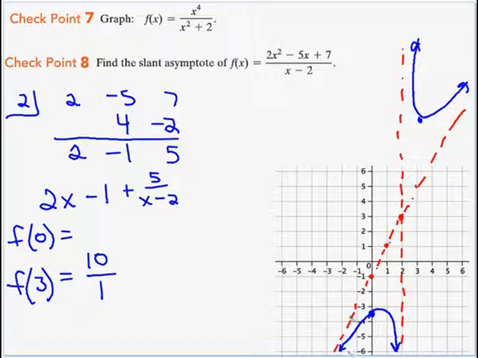All right. And they didn't ask us to graph that. I was just having so much fun. I couldn't help myself.